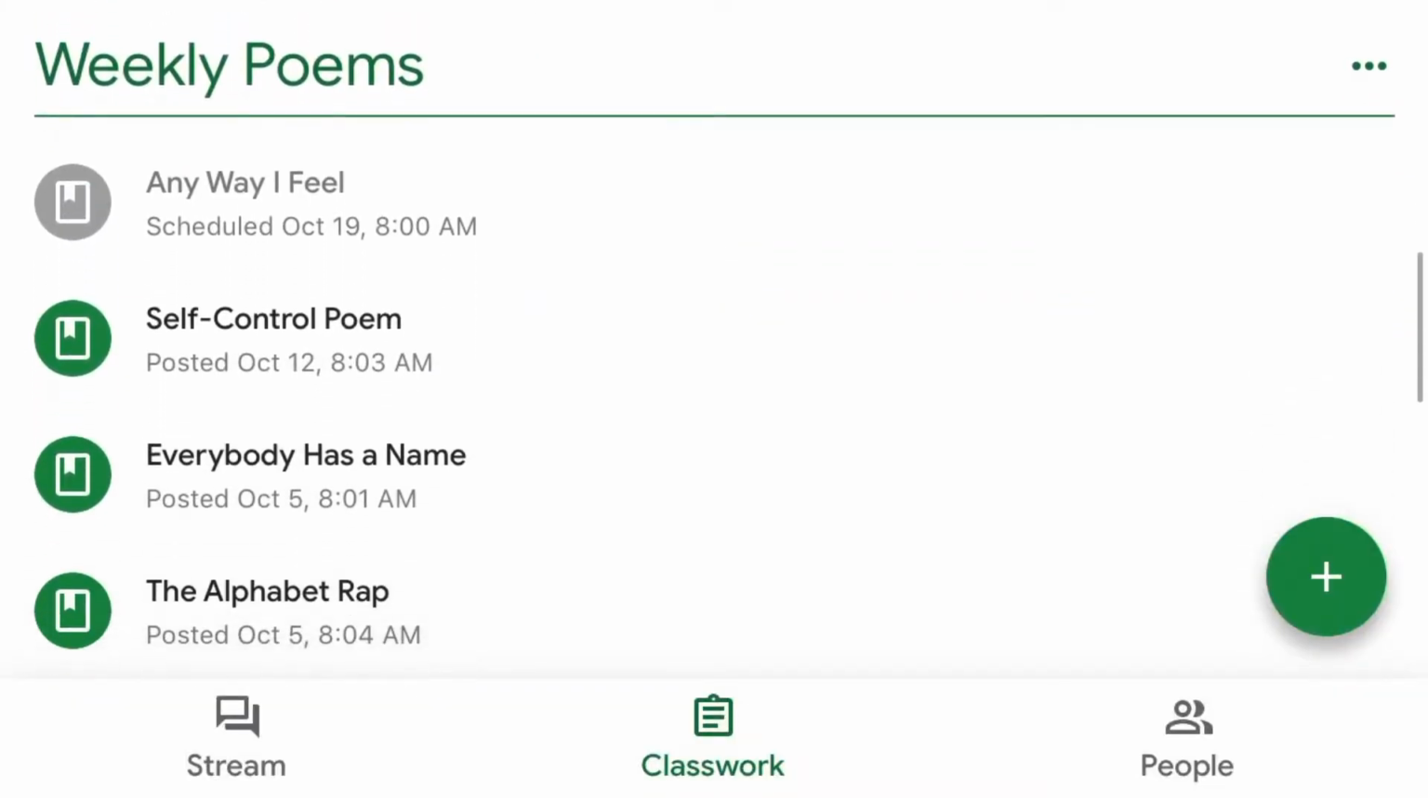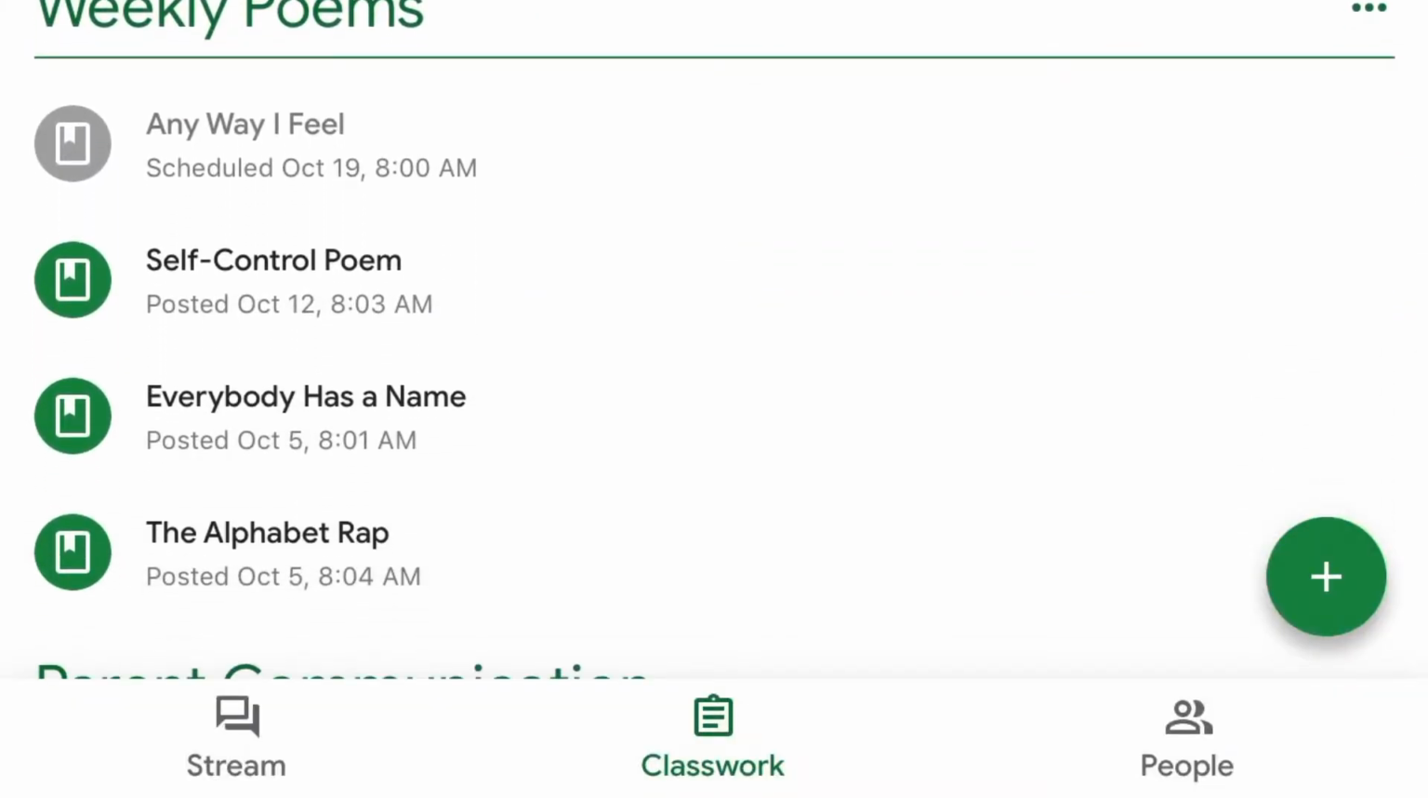Next, I have the weekly poem. So every week we have a poem, and what I used to do in the past is I would have a poetry notebook, a duotang, and the poems that they learned for the week, I would put in the duotang and they would take it home every other week, which is fine. But every single year I had 1, 2, 3, 4 students who never brought it back.